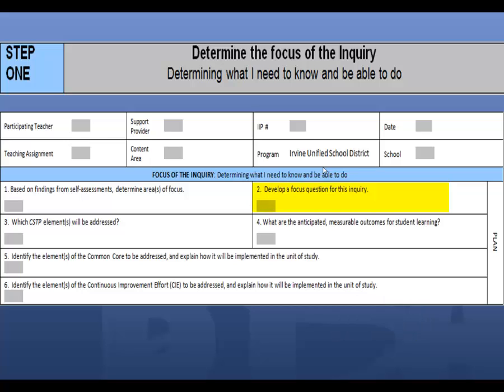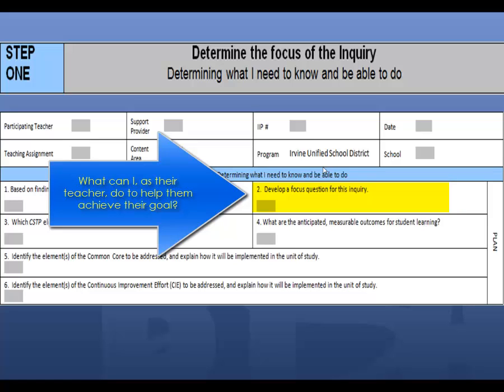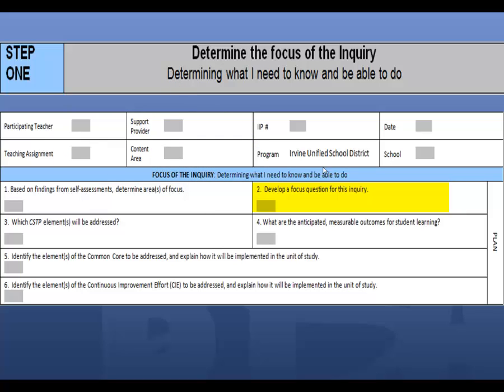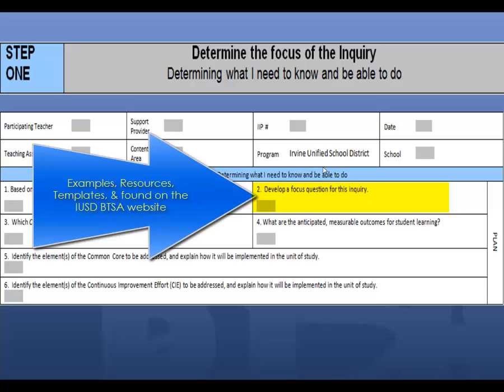Cell number 2. Develop a focus question for this inquiry. When crafting the focus question, consider what can I, as their teacher, do to help them achieve their goal. Focus questions are formulated based on identified areas for growth. Participating teachers may want to consider using the reflective questions in the CSTP, located after each element, to identify an open-ended focus question that leads to an in-depth study of teaching practice. Examples, focus question template, and additional resources can be found on the IUSD BITSA website, thanks to Peggy Granberry.